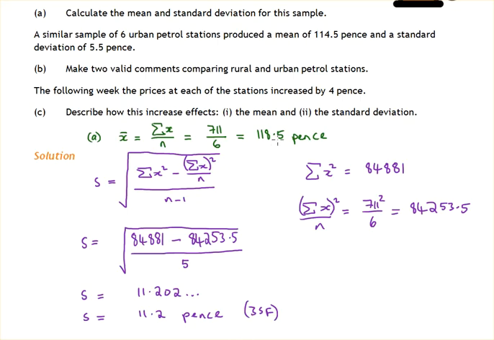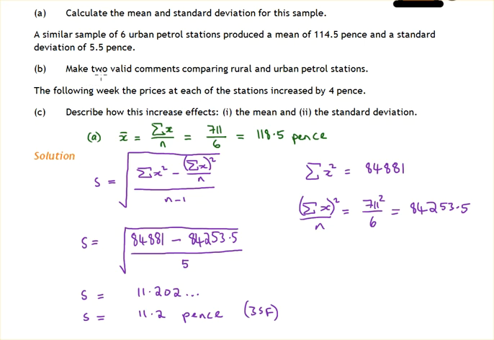So what we can say here is that on average, a litre of fuel in a rural petrol station will cost 118.5 pence, but you can expect there to be some sort of variation from that price, and on average the petrol stations will vary by 11.2 pence, either up or down from this. It doesn't actually mean there'll be any petrol stations which are exactly 11.2 pence more expensive or less expensive than that, but on average all the petrol stations for this sample vary by 11.2 pence from that mean value.